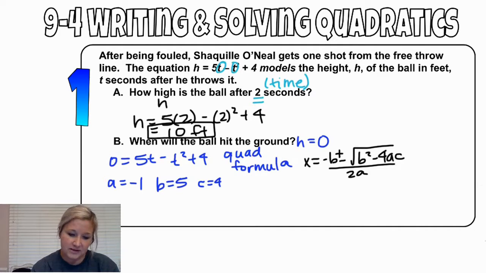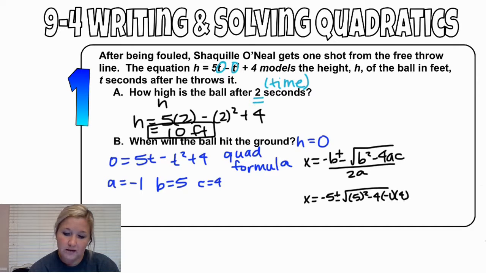So I'm going to go back and plug this in. So I'm going to have x is equal to -5 plus or minus the square root of 5 squared minus 4 times -1 times 4, and then divided by 2 times -1. So from here, I'm going to plug in this piece underneath the square root sign. I'm going to get 41. So I have x is equal to -5 plus or minus the square root of 41 divided by -2.